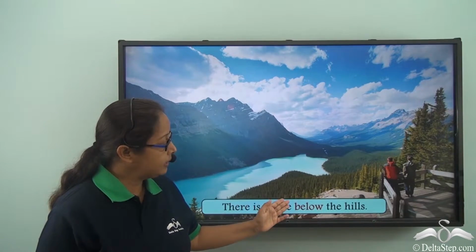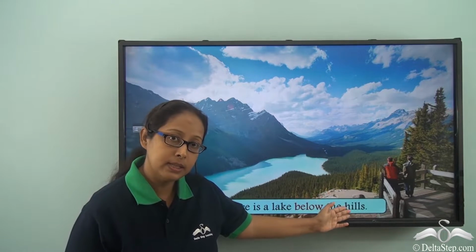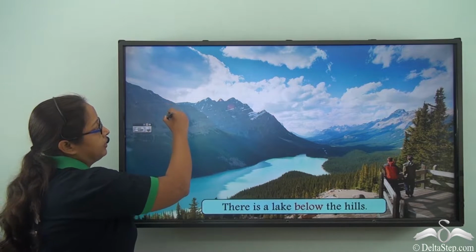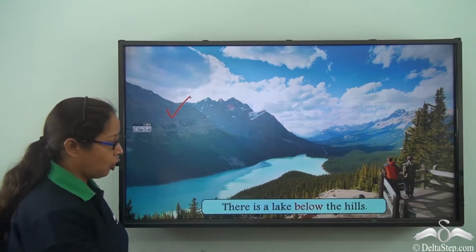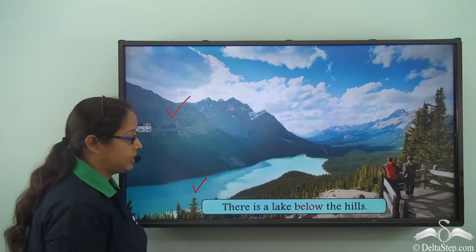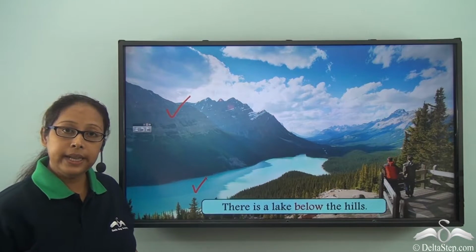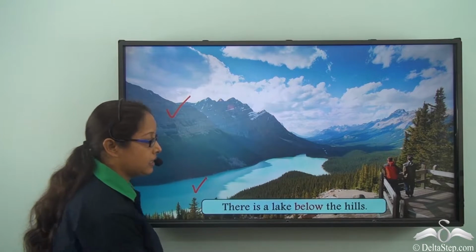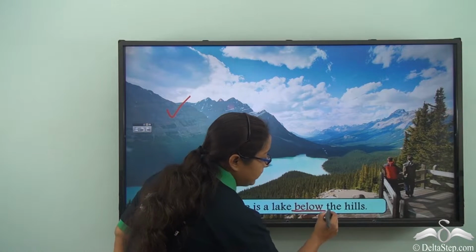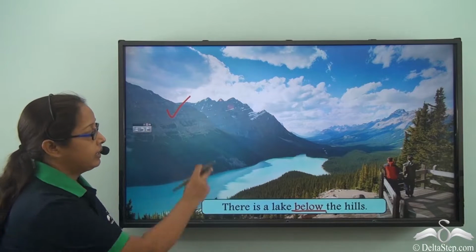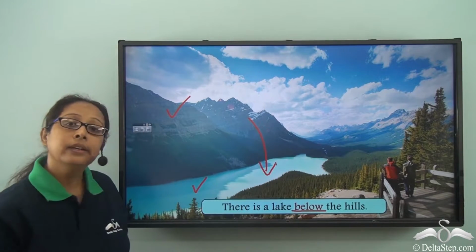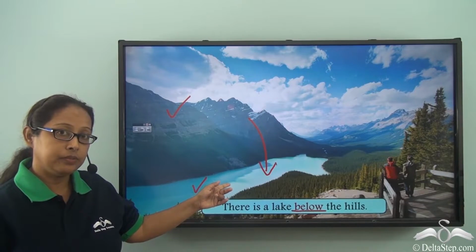There is a lake below the hills. Let's see this picture. The hills are here and we are talking about the lake, which is right here. So where is the lake? Talking about the position of the lake. It is below the hills. So the hills are here. It is lower than the hills, somewhere here.